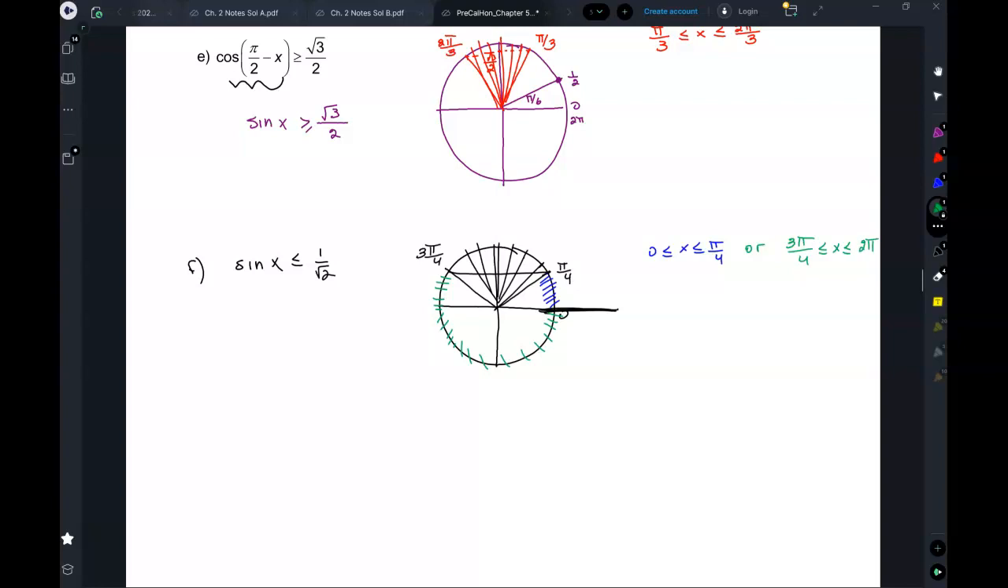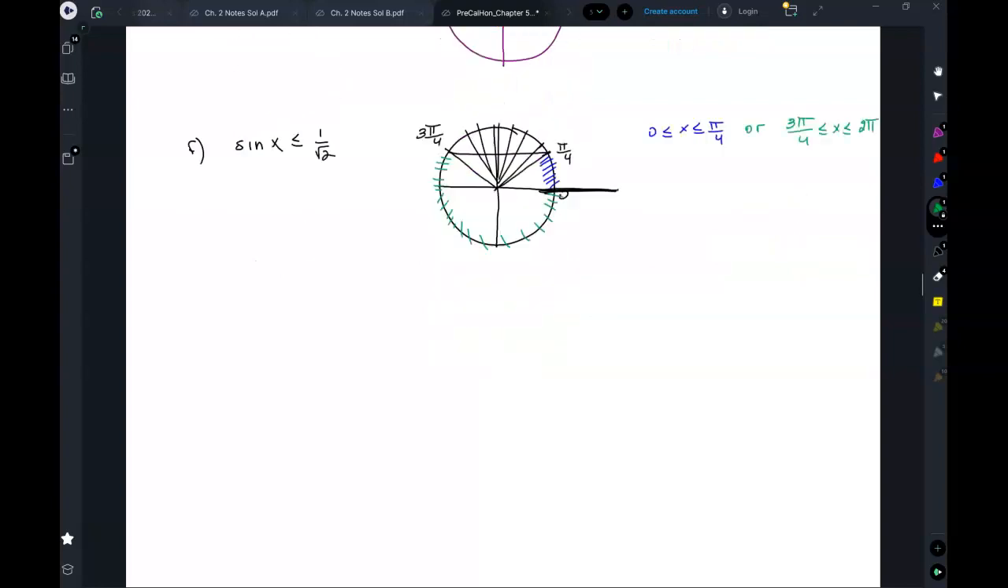What I see on the tests often is a student will figure this diagram out, and then they'll say from 3 pi over 4 to pi over 4. You can't do that, right? Because this is a one direction situation. So you have two distinct regions here: from 0 to pi over 4, and then here.